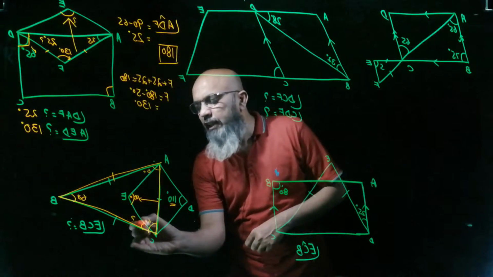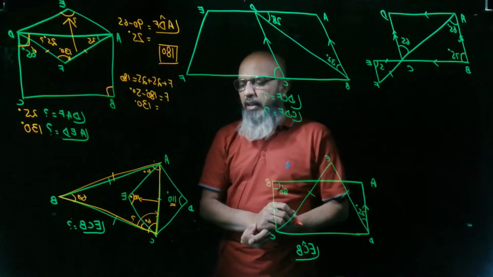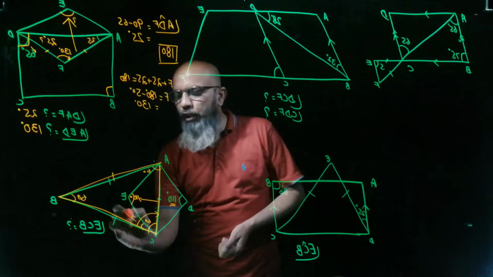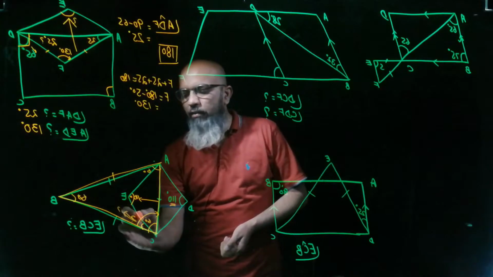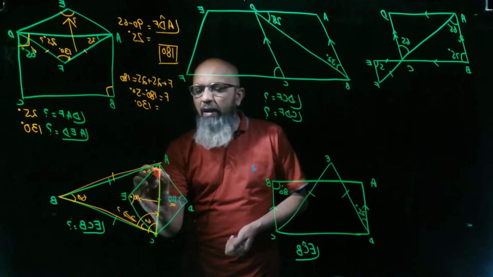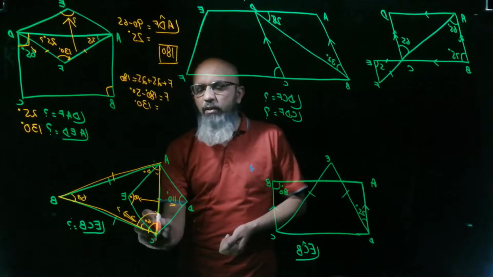But now the 60 degree angle is a complete angle, and we have to find the value of only this portion. For finding this value, we have to find the value of these two angles. So how can you find these two angles?